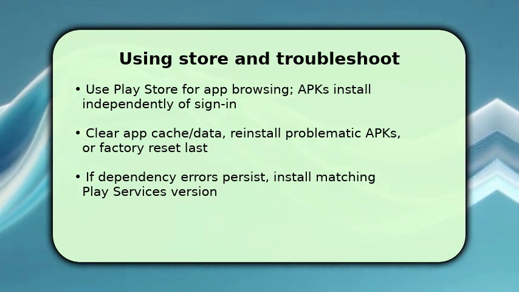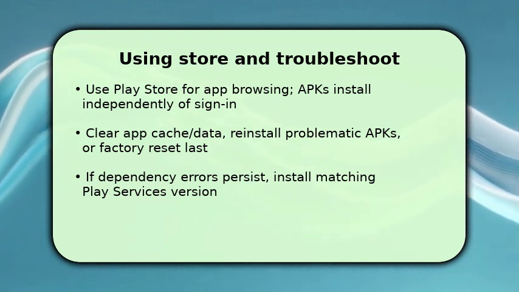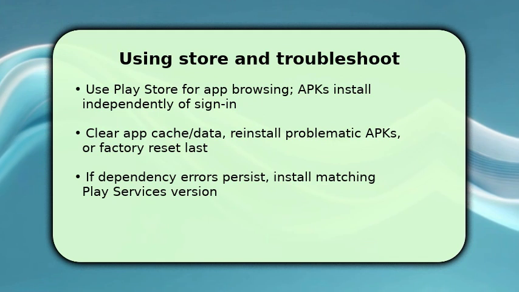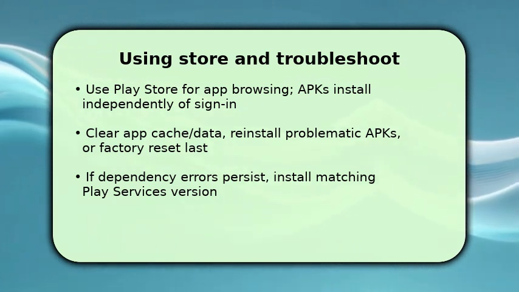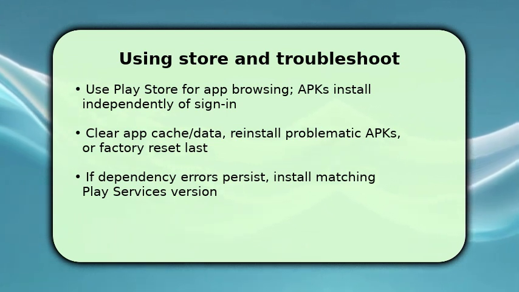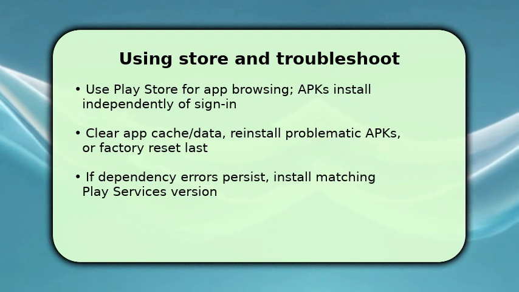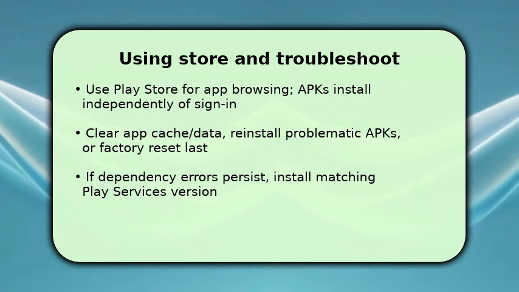If an app fails, clear the Play Store or Play Services cache and data, then reinstall the APK. This often resolves signature or version conflicts. If issues persist, check that Play Services and Store versions match. Installing the compatible Play Services version usually fixes dependency errors. As a last resort, backup data and factory reset to eliminate corrupted system state.